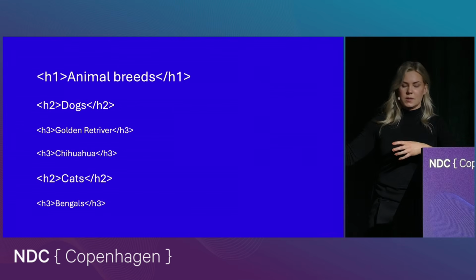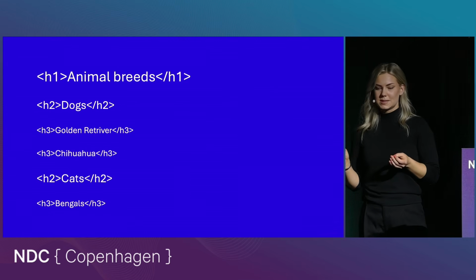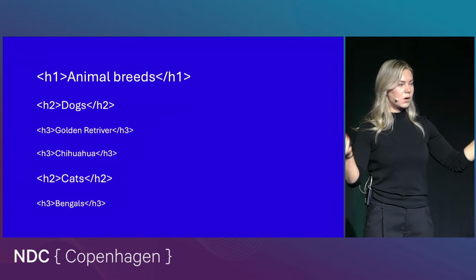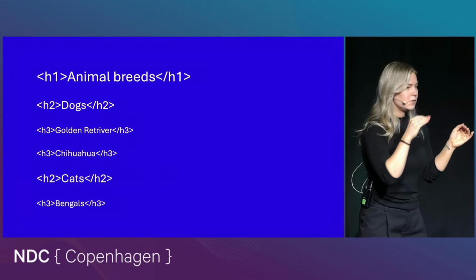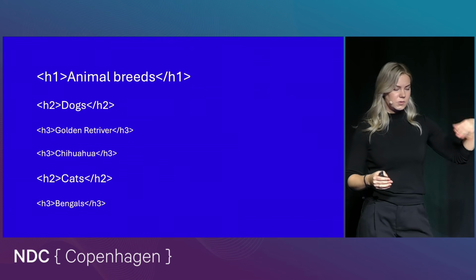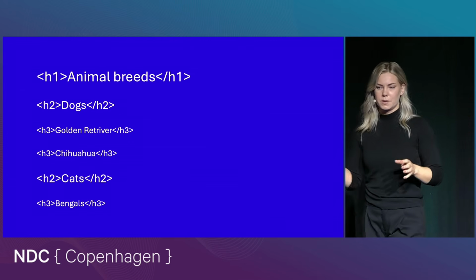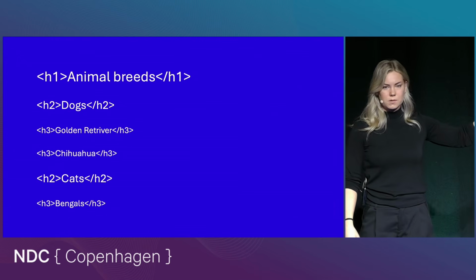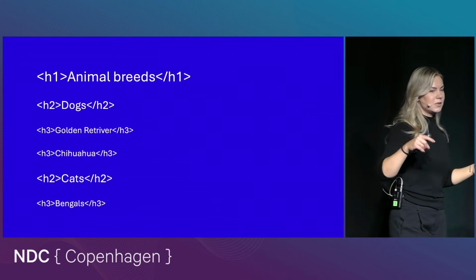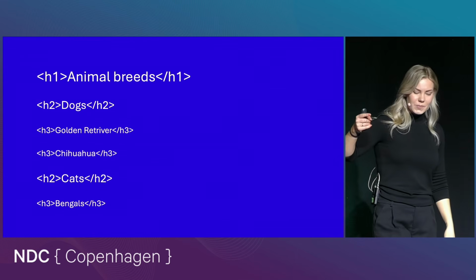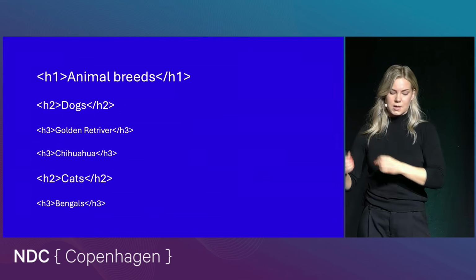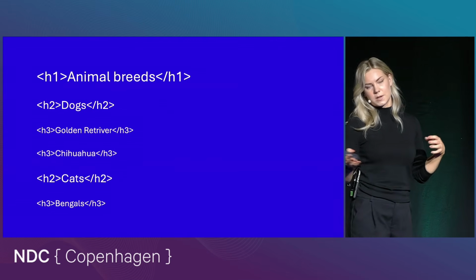So this is an example. Let's say we have an article about animal breeds. Then we have a sub-theme under animal breeds that is dogs. And for every new theme under dogs, which are the different dog breeds, we introduce it with a heading 3. And let's say we have written a paragraph under each of the golden retriever and chihuahua. And then we move on to cats. And cats are not a dog breed, obviously. So that's another heading 2 tag. It's a new theme. And then we have a cat breed under cats that is Bengals.